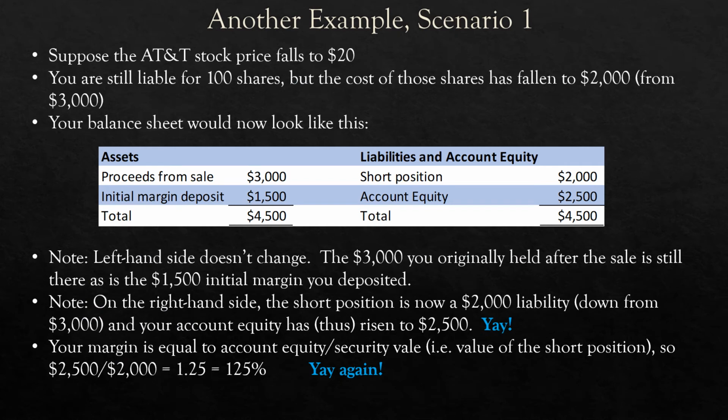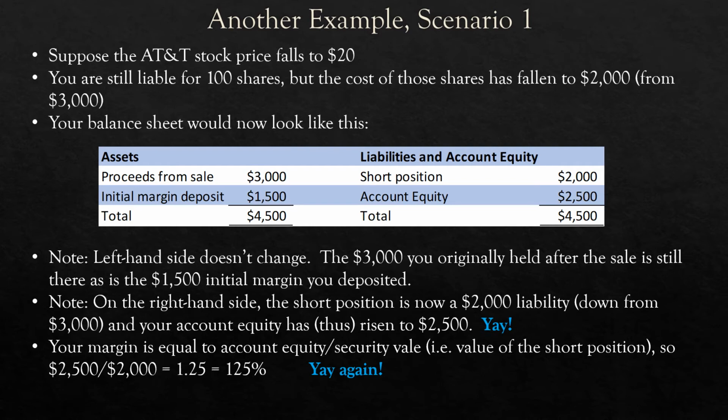So another example, and this is based on the original one, scenario one. Suppose the AT&T stock price falls to $20. You're still liable for the 100 shares, but the cost of those shares has fallen to $2,000 from $3,000. So your balance sheet will now look like this.